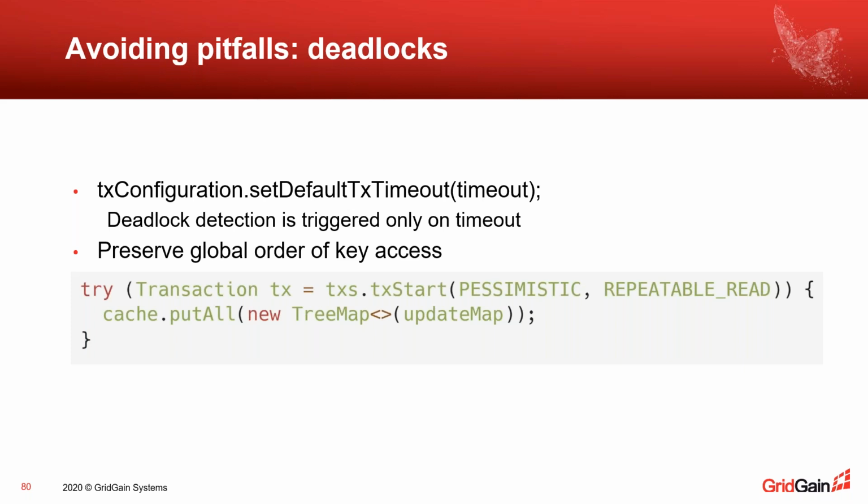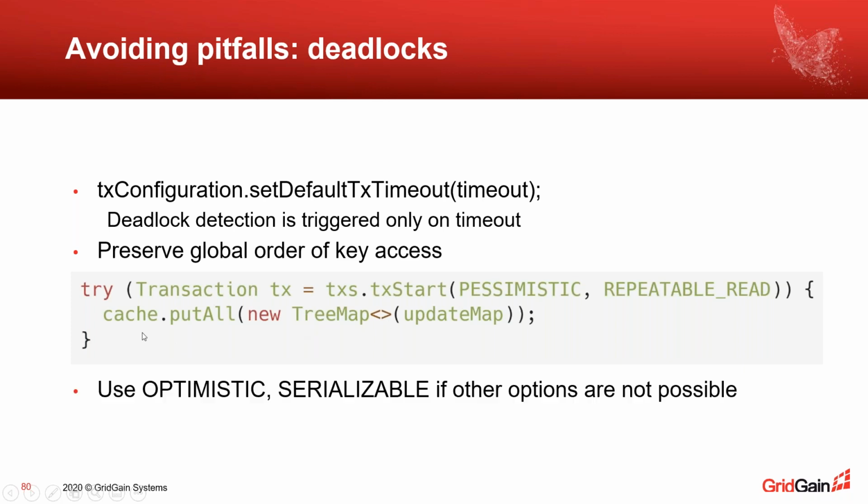a pair or set of keys which will cause a cycle in the wait-for locks graph. Good practice here is using ordered collections or ordered maps in the put-all method. So you can just pass a tree map, for example, to the put-all, and you will never get into deadlock.